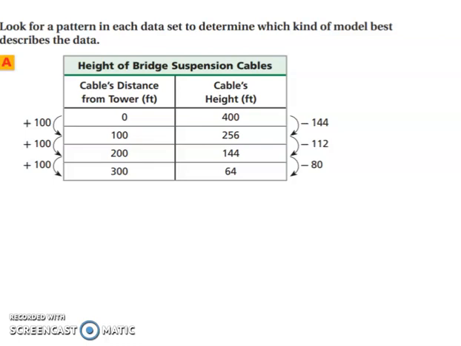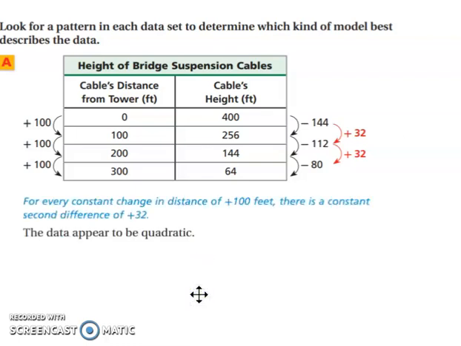Let's look at the difference between those differences. Notice in that second difference, we have adding 32. That's what's going to establish us to be a quadratic expression. Since we have a constant change of the distance, there's a constant second difference now of adding 32. So the data is going to be quadratic. And that happens all the time.